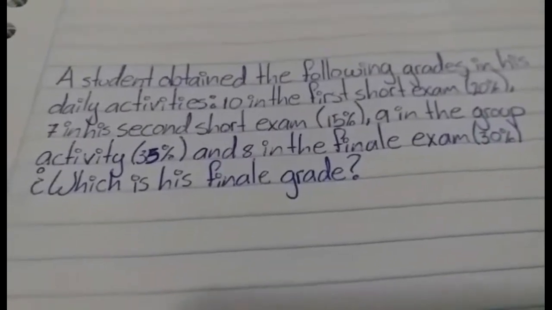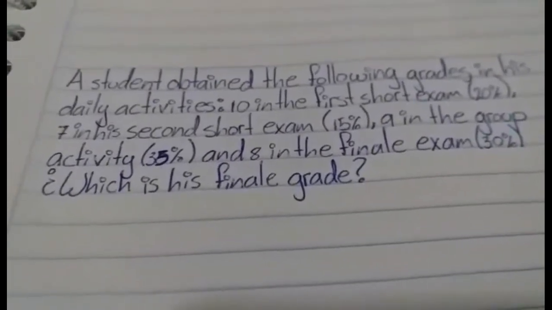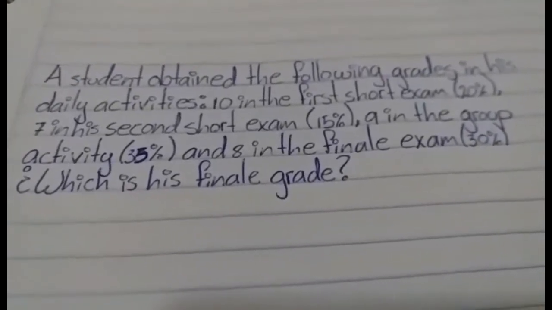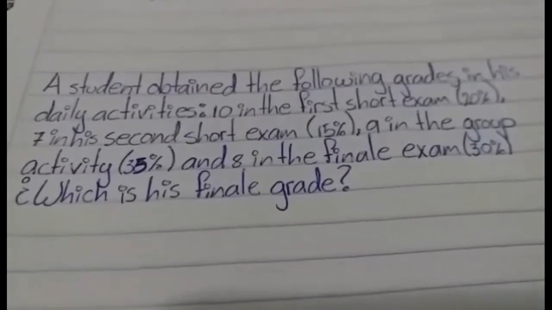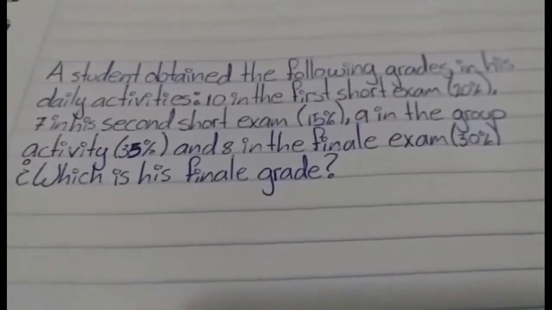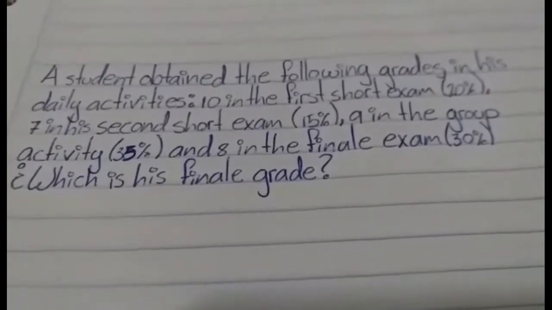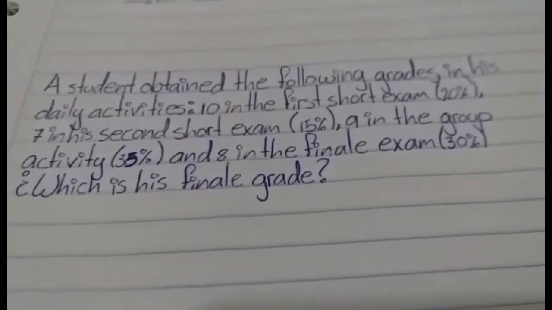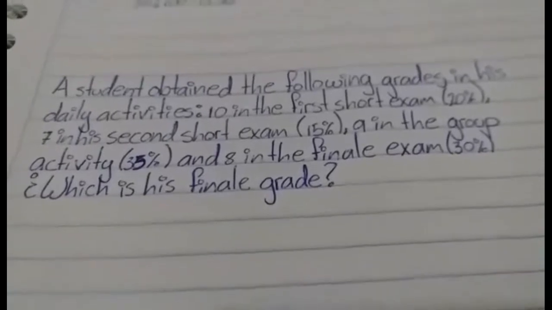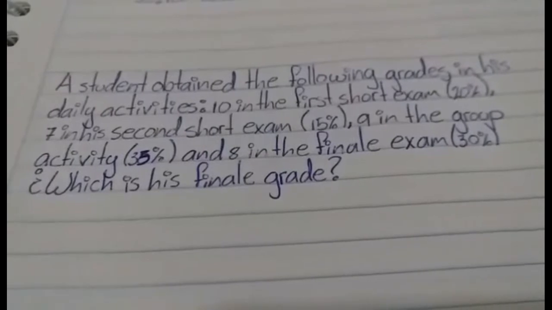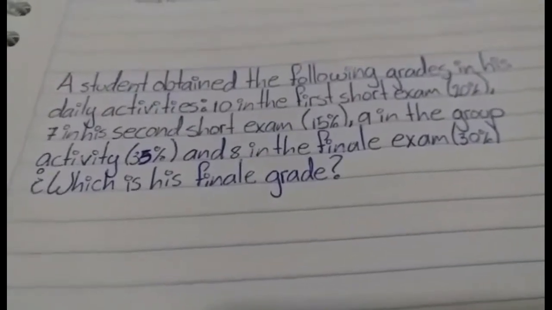So right now we're going to explain the weighted average, and we're going to use the following example to resolve this exercise. A student obtained the following grades in his daily activities: 10 in the first short quiz, 7 in his second short quiz, 9 in the group activity, and 8 in the final exam, which is his final grade.